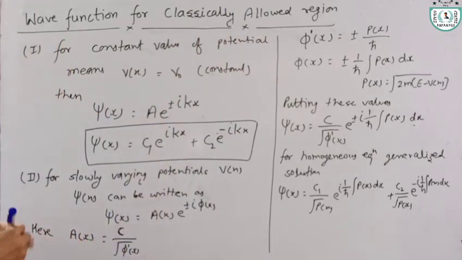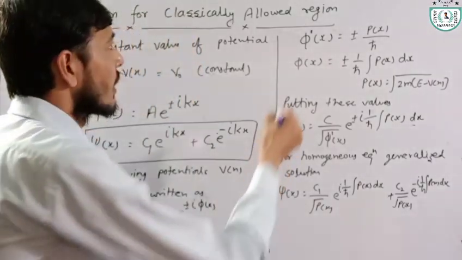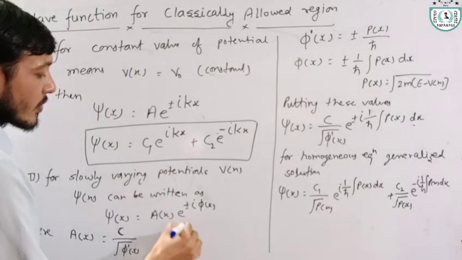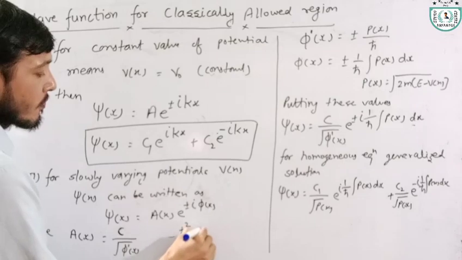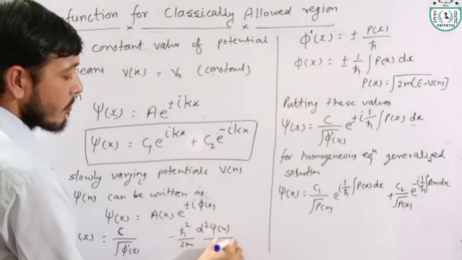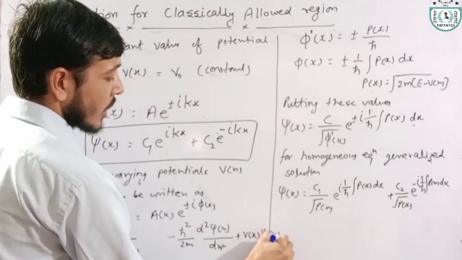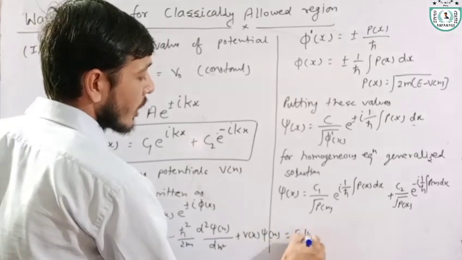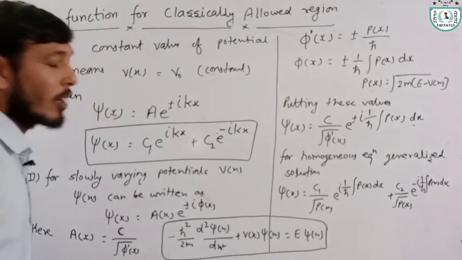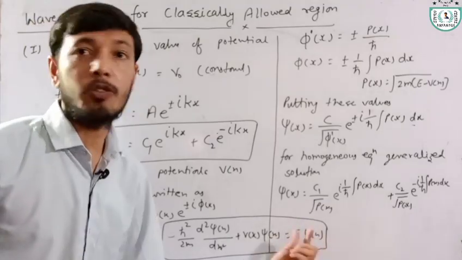We know that the time independent Schrodinger wave equation is minus h cut squared upon 2m d squared psi of x upon dx squared plus V of x into psi of x is equal to E psi of x. Here the wave function is psi of x. We have to calculate the value of psi of x.